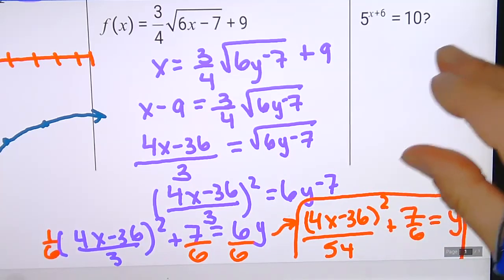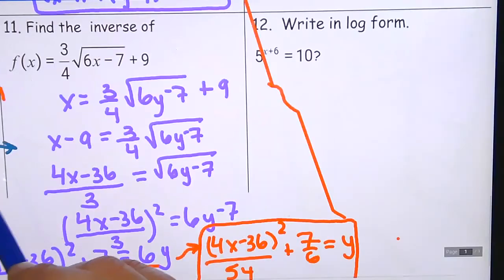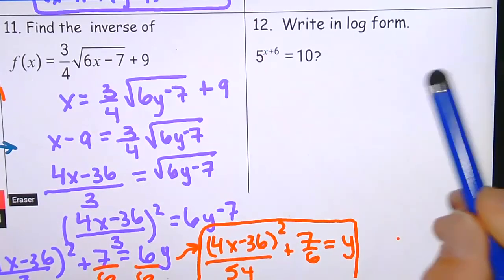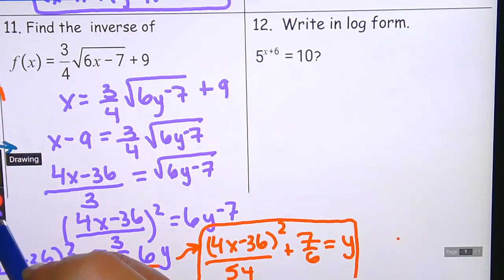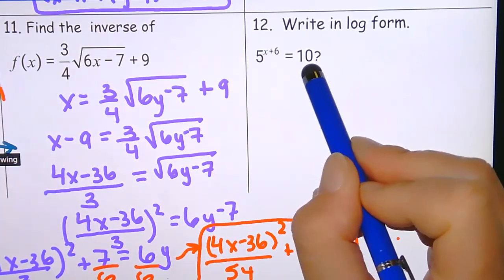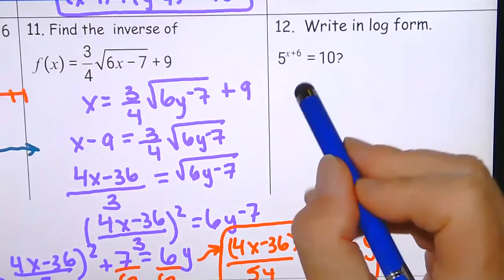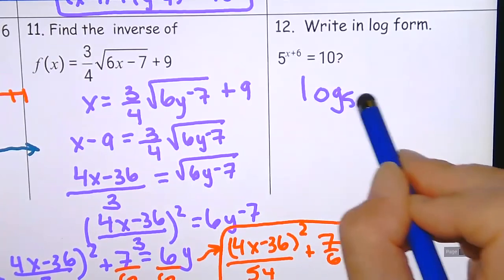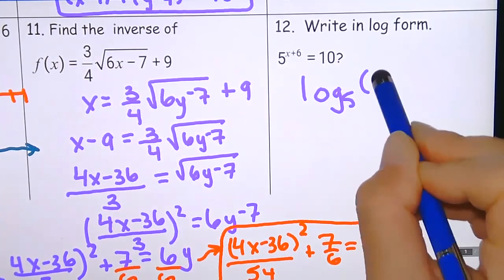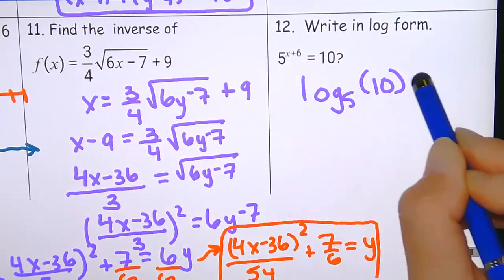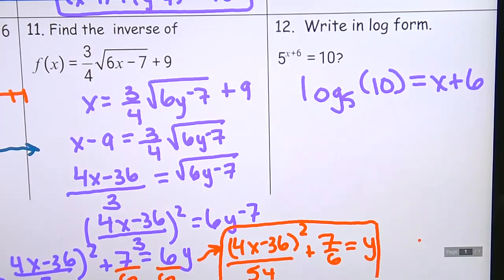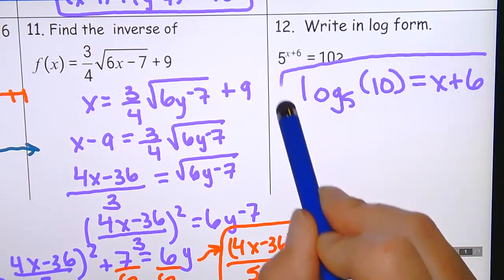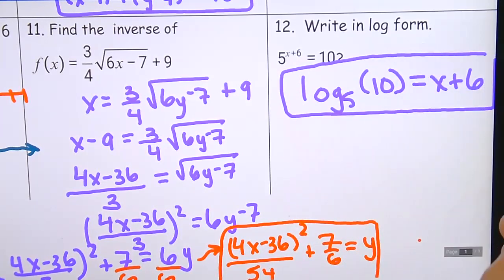And last problem. For this last problem, we're going to write this in logarithmic form. So to do that, I am going to go log base 5 of 10. And my exponent is always what my log equals. So it equals x plus 6. And that's in logarithmic form. That would be your answer. They didn't ask us to solve it. They just asked us to write it.